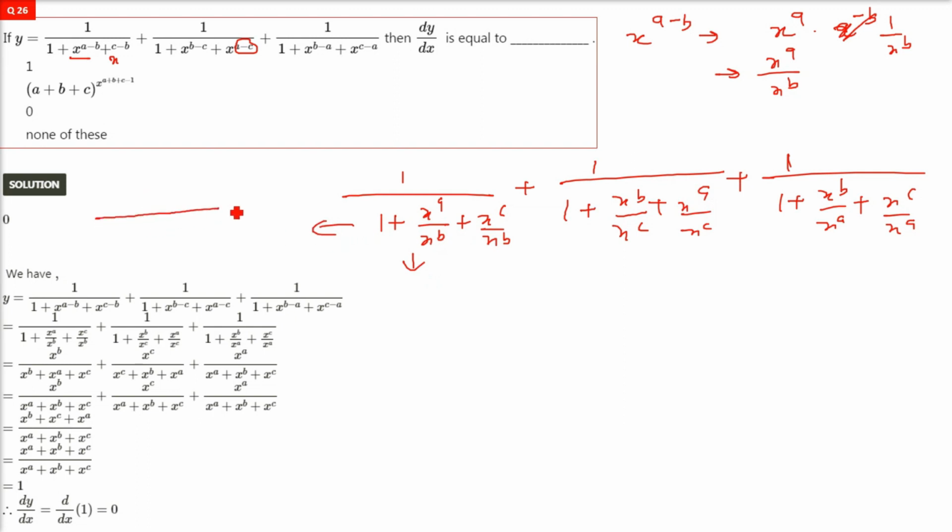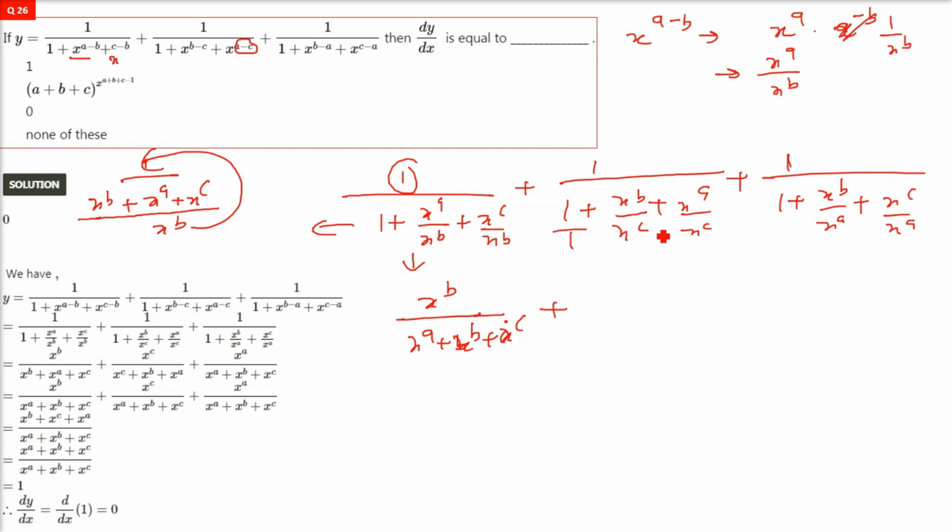It will be, because x^b can be taken as the LCM, so we'll take the LCM x^b. So it will be x^b, the first one. The second one will remain as x^a. Third one will be x^c. And this was 1 divided by this thing. So x^b will go in the numerator. So x^b divided by x^a plus x^b, x^c. I'm just arranging it. It was x^b, x^a, x^c. I have arranged it. Similarly here also, you can take the analogy.